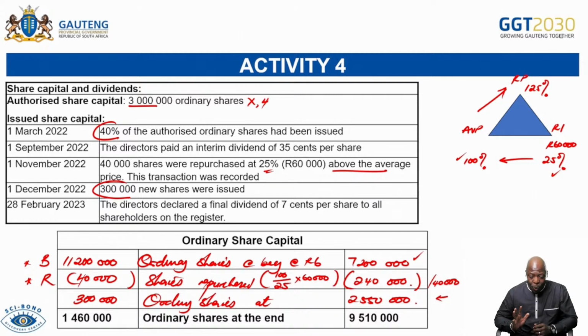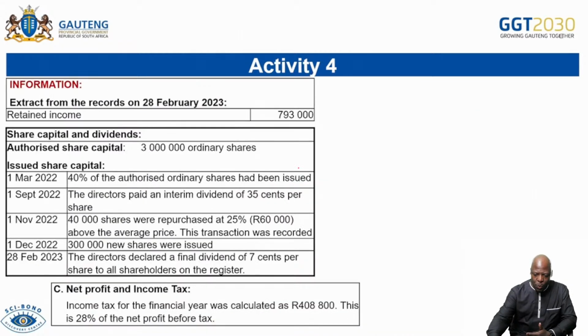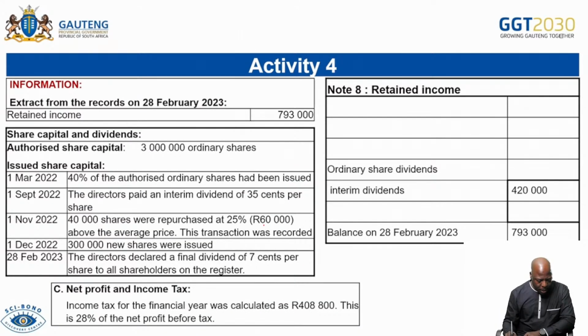That's your ordinary share capital. So the interesting parts here were this 25%, which is 60,000 above average price, and we're able to crack that one. Okay, let's see what we'll do if we're to do the retained income note.